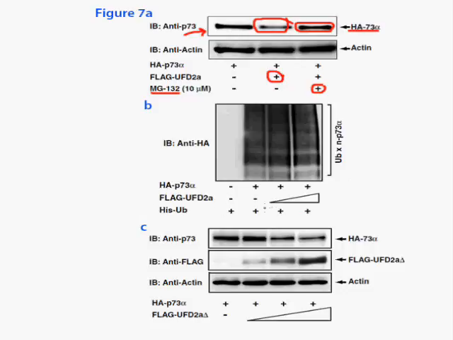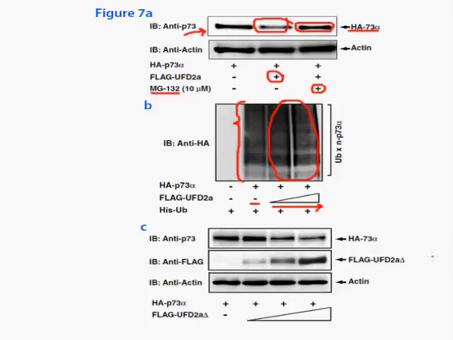So as we can see here, in the absence of UFD2A, there's a certain level of ubiquitinated P73 alpha. However, when the levels of UFD2A increase, the levels of ubiquitinated P73 alpha don't really change. The reason for these broad bands is because each P73 alpha molecule can be ubiquitinated with multiple ubiquitin molecules.